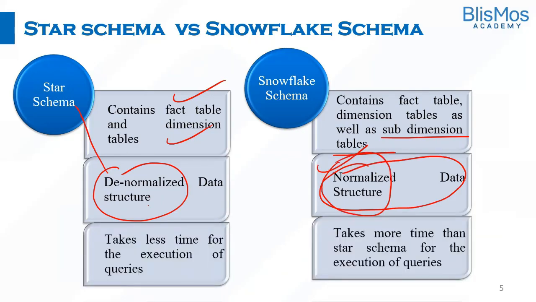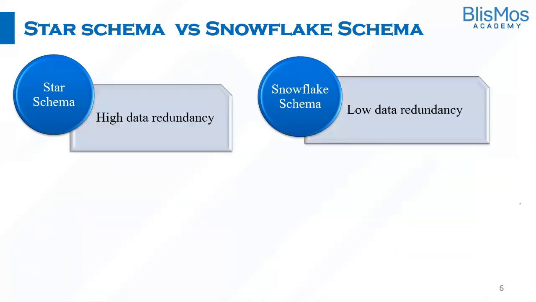Because the data is denormalized, that makes the data available in the same table or fewer tables. With that, the amount of time taken to execute the query is less in star schema, but in case of snowflake schema, the amount of time to execute the query will be more because it has to go and join multiple tables. Because we are denormalizing the data here, we will have more redundant data in star schema, and since we are normalizing, there will be less redundant data in snowflake schema.